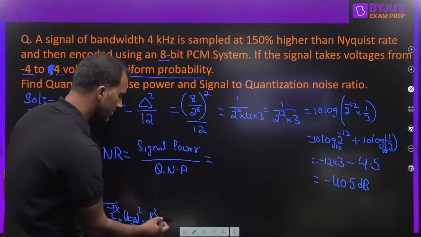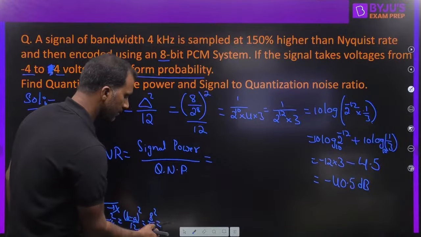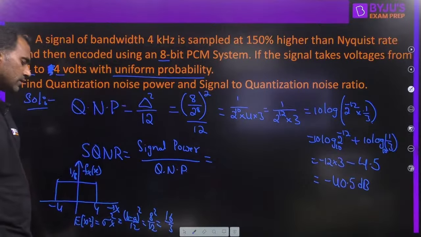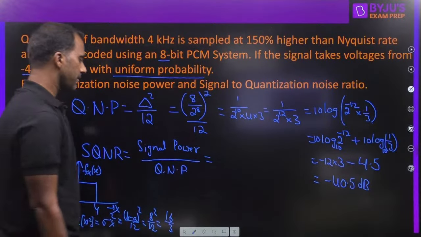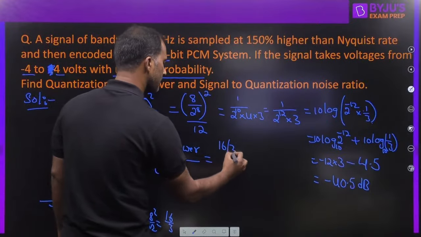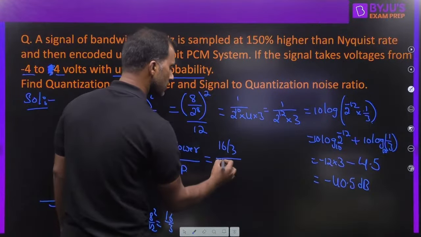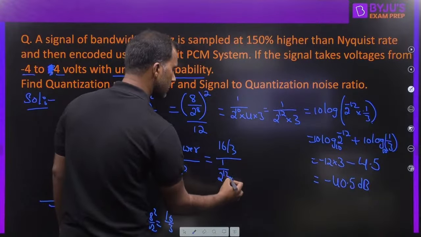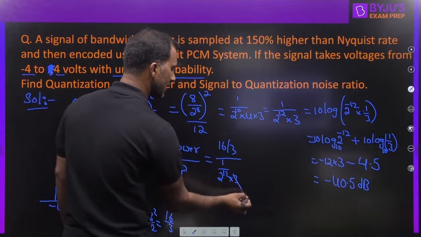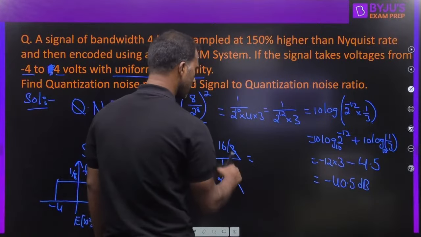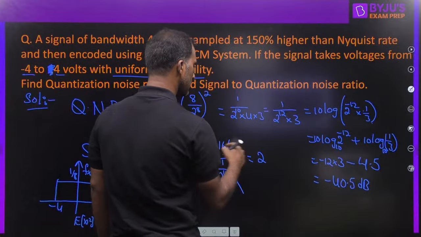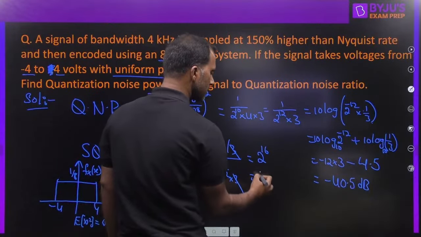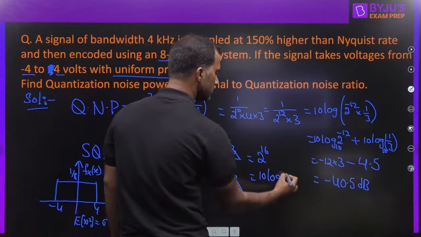So it is 8 square, 8 8s are 64, 64 by 4, it will be 16 by 3, right? Yes, it is 16 by 3. So 16 by 3 is the signal power, and this part is 1 by 2 to the power of 12 into 3. So I think we can cancel this 3 part. This 2 power 12 goes to the numerator, into 16 is 2 power 4, and it becomes 2 power 16. So if you apply logarithm, it is 10 log 2 power 16.